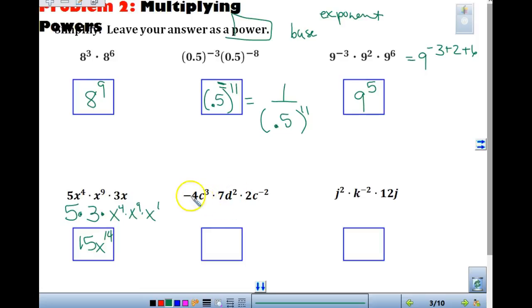Ryan, how are we going to rewrite it first? -4 times what? 7. Times 2. Do you think it's easier to go -4 times 7 and then take it times 2, or -4 times 2 and then 7? In your head, if you're doing it, no calculators. Which one would you do first? Everyone has their own preference. It really doesn't matter which one you do.